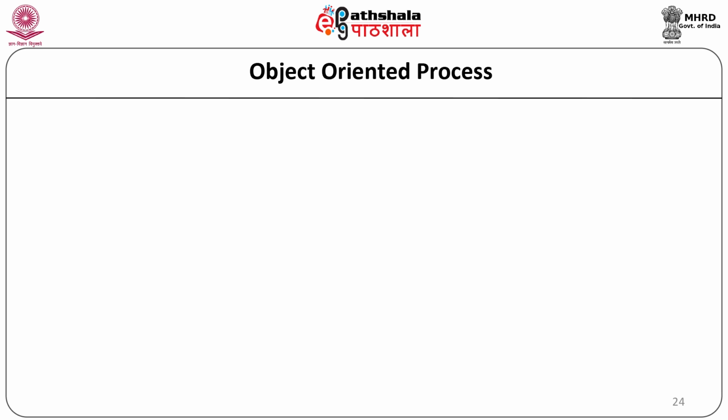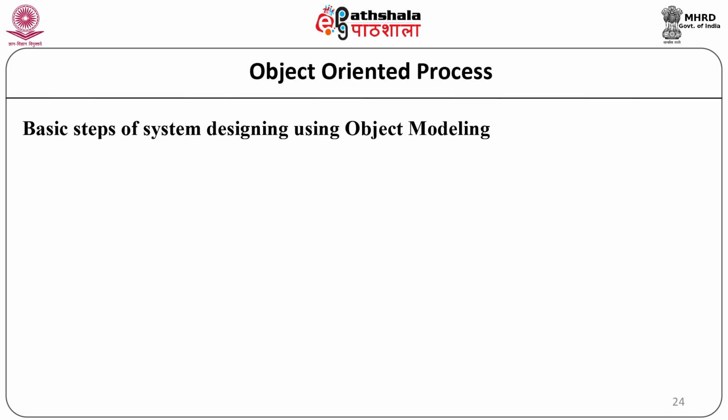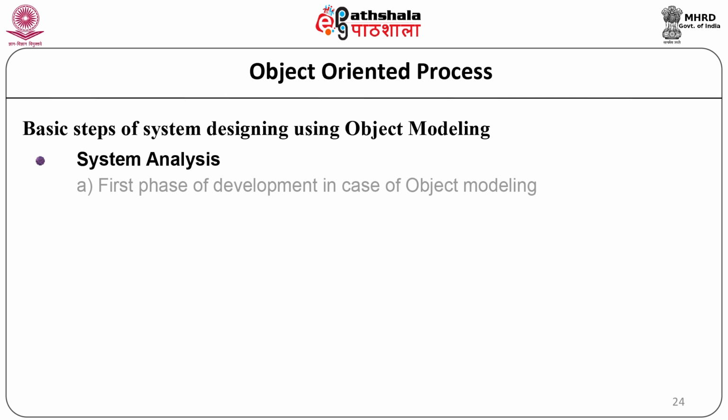Next is the object oriented process. The object oriented methodology of building systems takes the objects as the basis. For this, first the system to be developed is observed and analyzed, and the requirements are defined as in any other method of system development. Once this is done, the objects in the required system are identified.